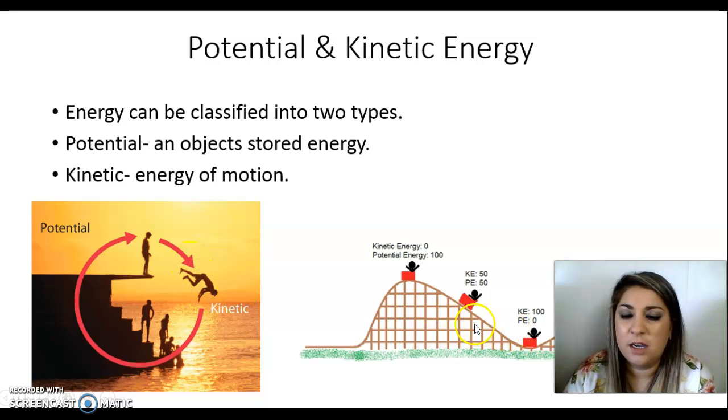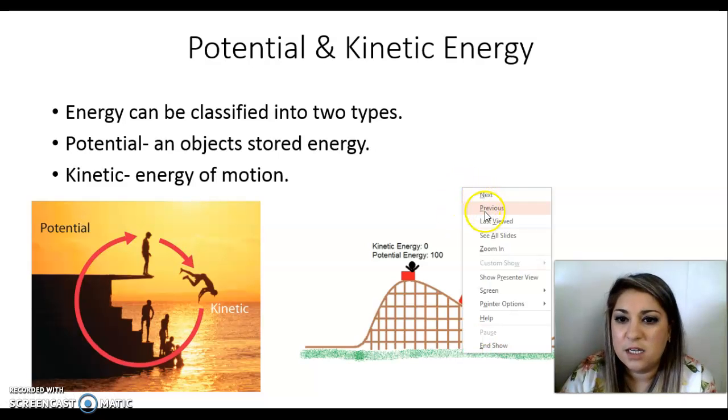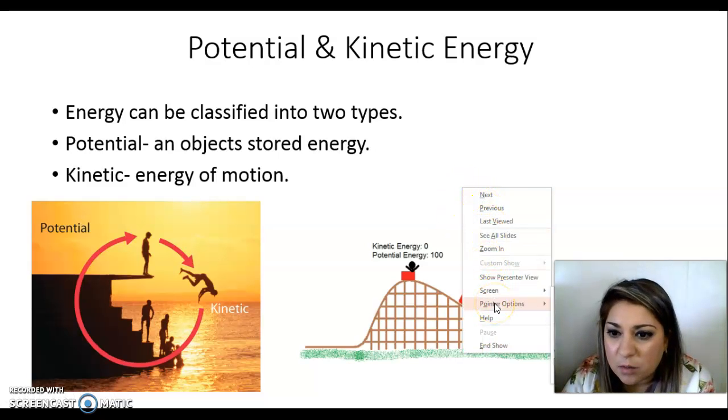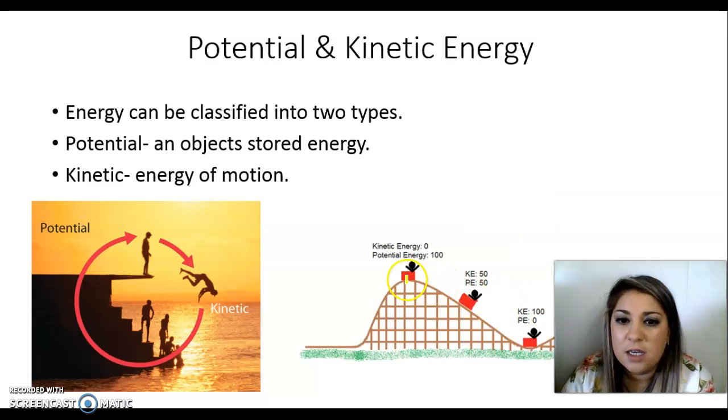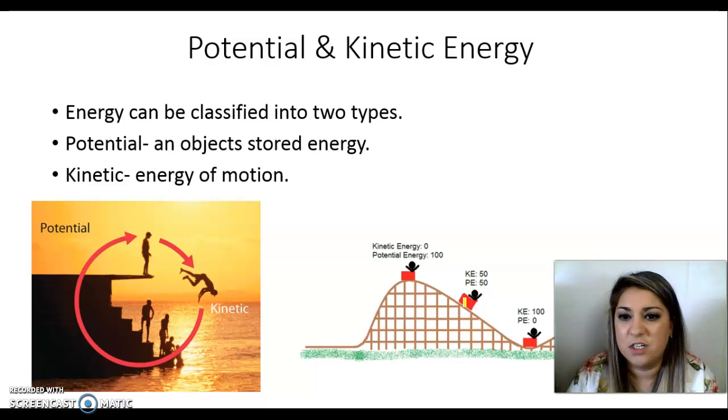And then again, we have the roller coaster that I know you guys are really familiar with. At the top of this roller coaster, we have potential energy. And then as this cart begins to descend, we know that that potential energy is converted to kinetic. And here we have equal parts of potential and kinetic. And then once the cart's at the bottom of the hill, we only have kinetic energy.